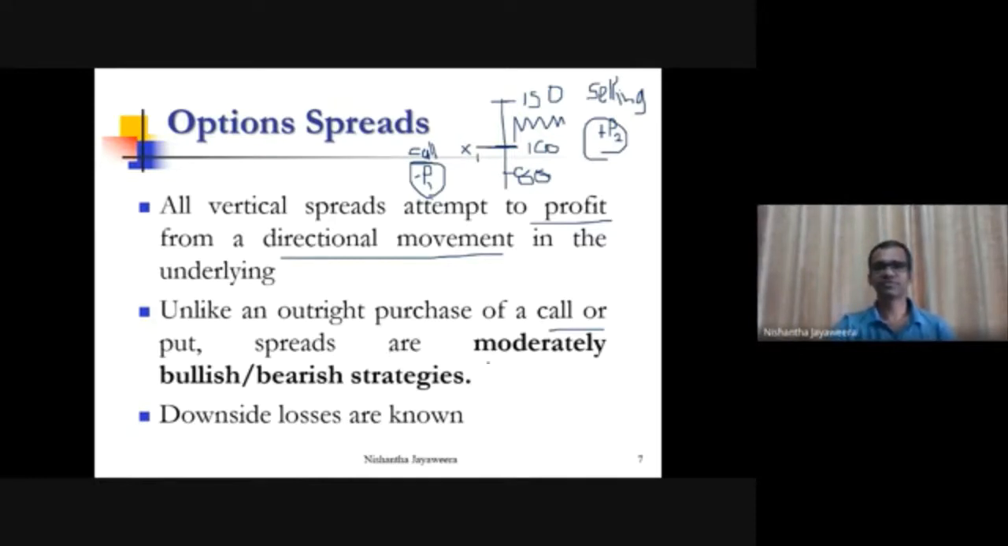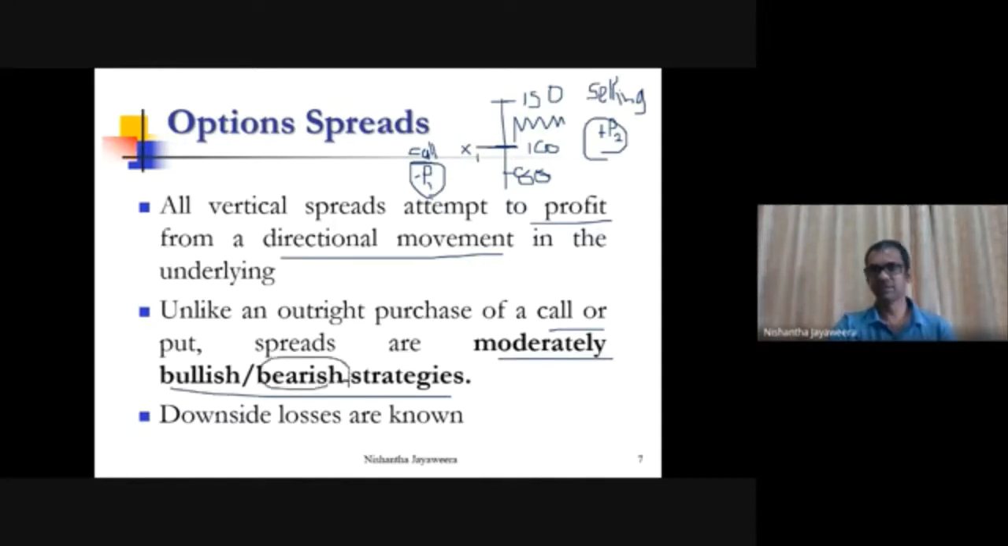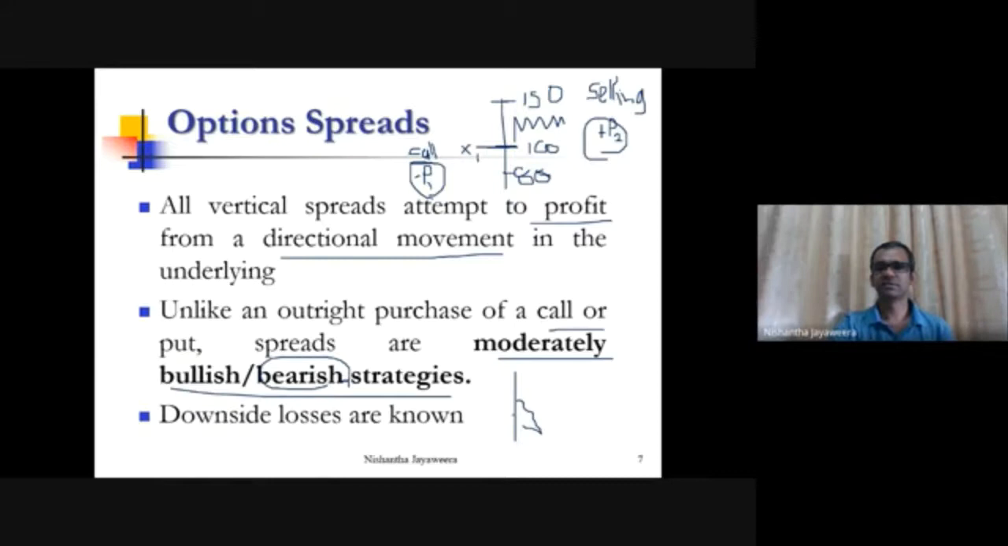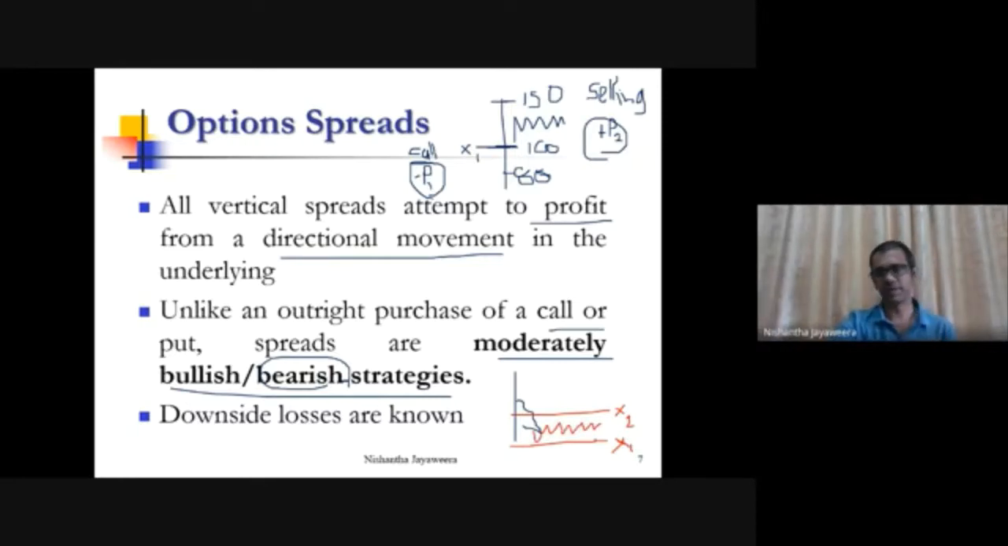So therefore, these are moderately bullish or bearish strategies. The bearish strategies come when it goes the other way around. If you think price will go down, but only up to a certain level, it will go down below this, but it will not go down below this. So price will remain somewhere here at the expiry.